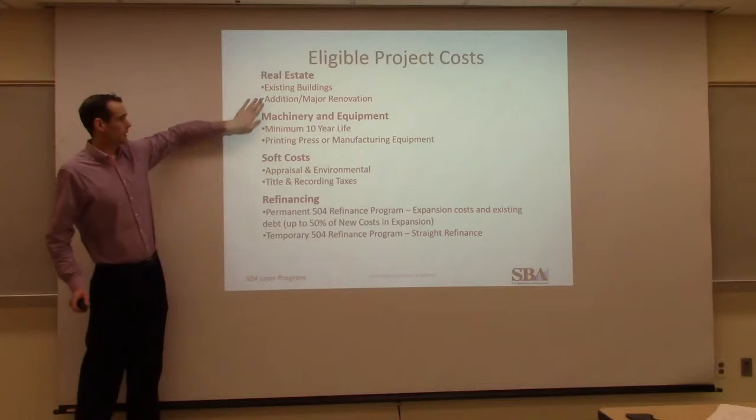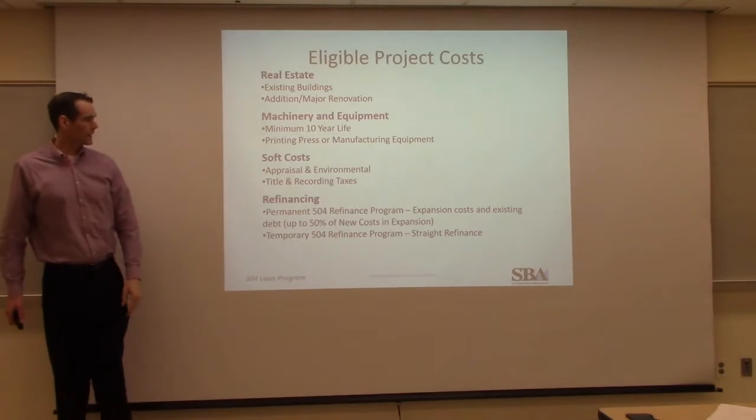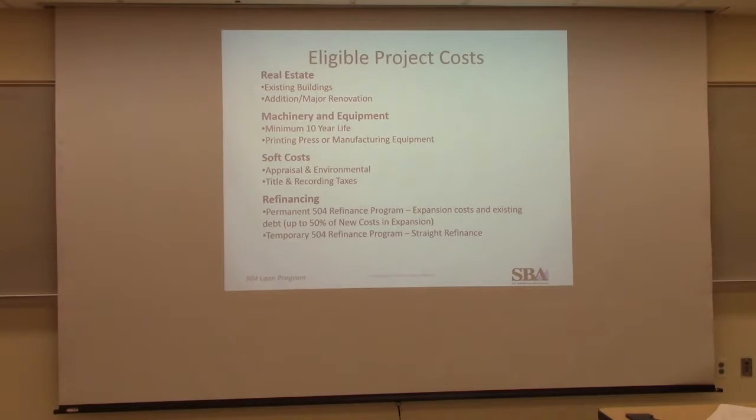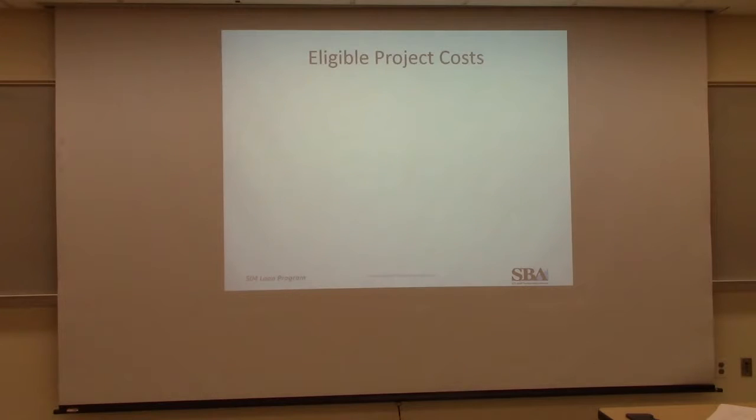There's eligible costs under real estate, machinery, soft costs, and refinancing, and information among each of them. This is an example of a lot of information thrown at your audience at one time. I would suggest you think about entrance effects with a slide like this. Maybe you would want to do it in a way like this.